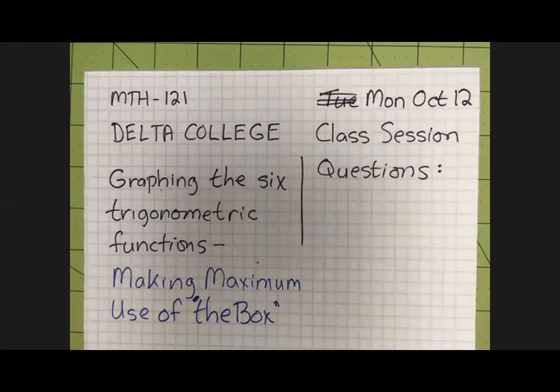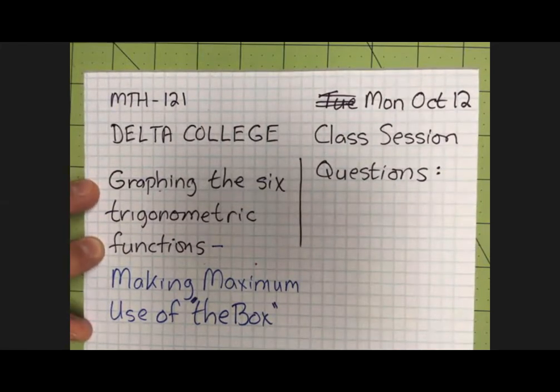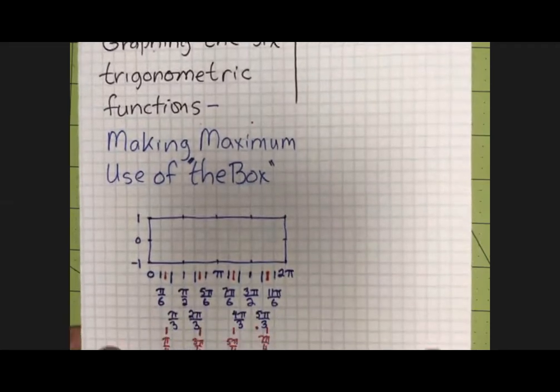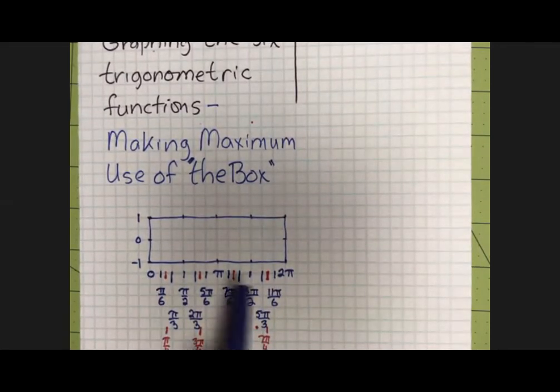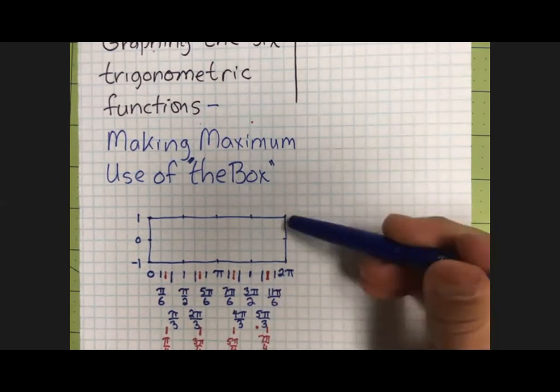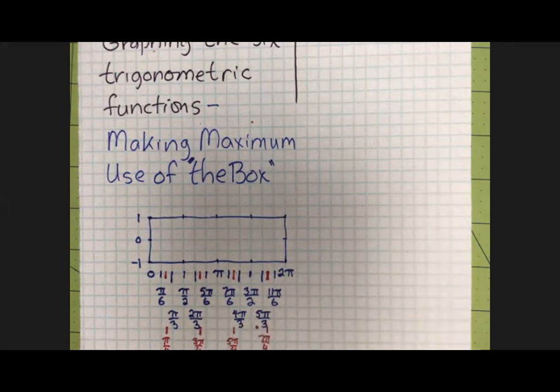Okay, back to the video on the paper. So let's graph the 6 trigonometric functions beautifully. And let me show you how to make the very best use out of your graph paper with a box. It's going to be 0 to 2 pi, so capturing a period, and minus 1 to 1, capturing the high and low points of sine and cosine.